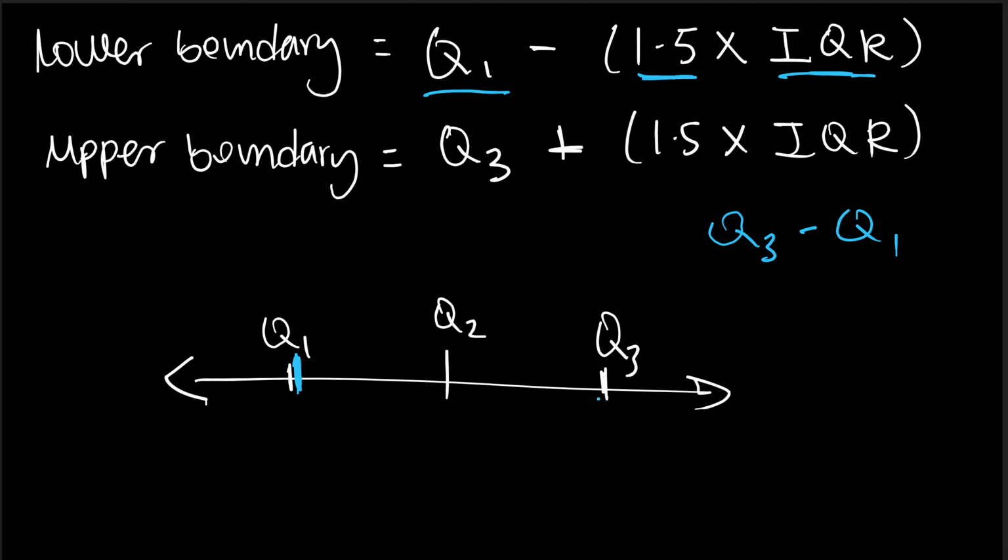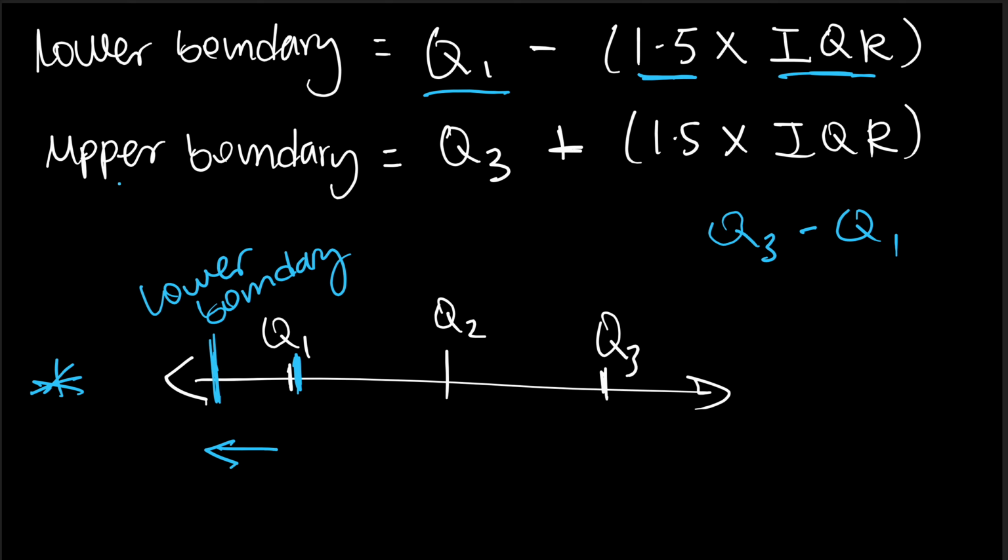It's the difference between the two. And if you're going to multiply that by 1.5, this number is obviously going to be greater than Q1, right? So it's going to be shifting to the left, and your lower boundary is going to be somewhere to the left. Anything beyond the lower boundary is going to be classified as an outlier and excluded from your data set.